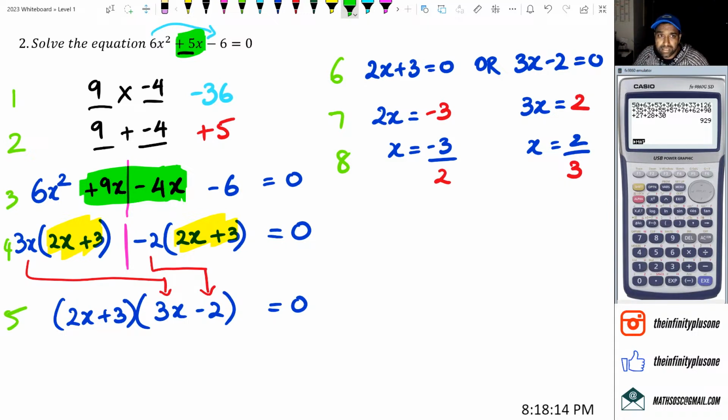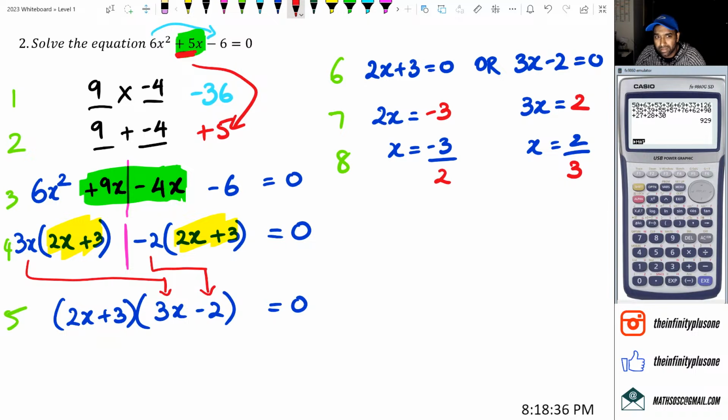Because Talia, as I said to you, I'm trying to break the positive 5x. So if you look at it right at the top there, when I highlighted it in red, I'm just looking at the numbers here. But in reality, what I'm trying to do is split 5x into 2 numbers that I can factorize with a common factor.